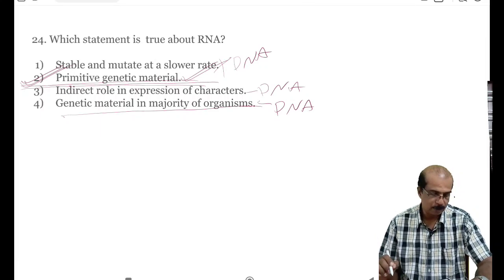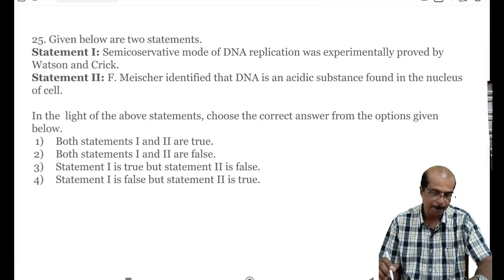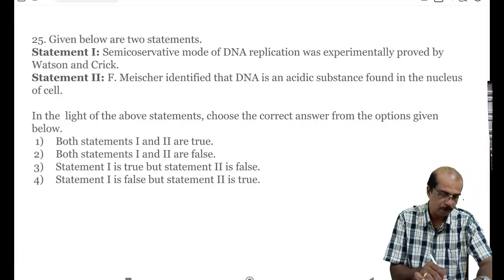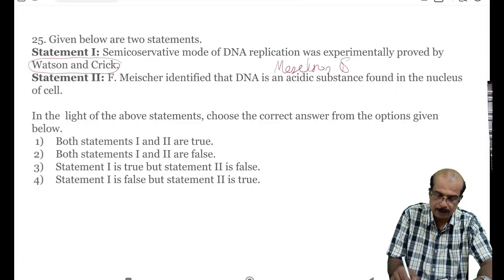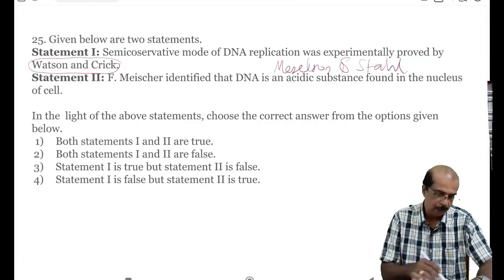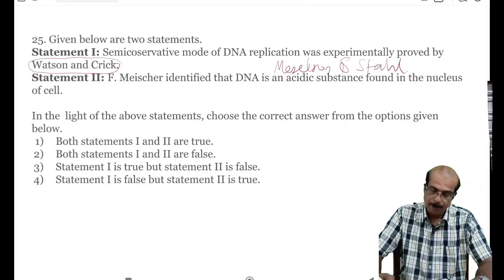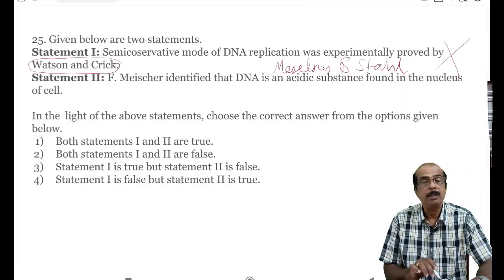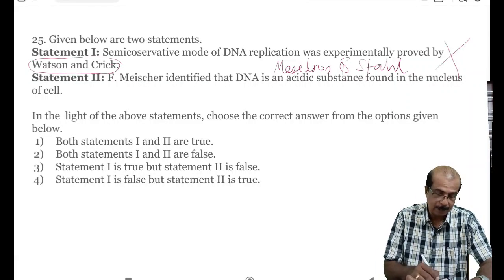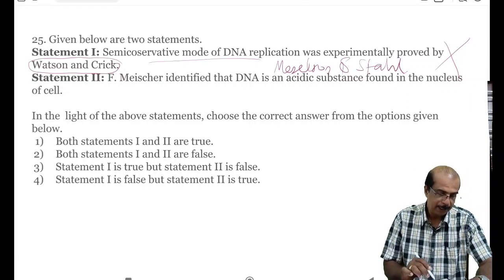So we are going to next question, 25th one, statement type. Statement 1, semi-conservative mode of DNA replication was experimentally proved by Watson and Crick. It's a strong statement. We all know that semi-conservative mode of replication was experimentally proved by Meselson and Stahl. Yes, statement 1 is a wrong one. Watson and Crick proposed, or suggested, the semi-conservative mode of DNA replication.